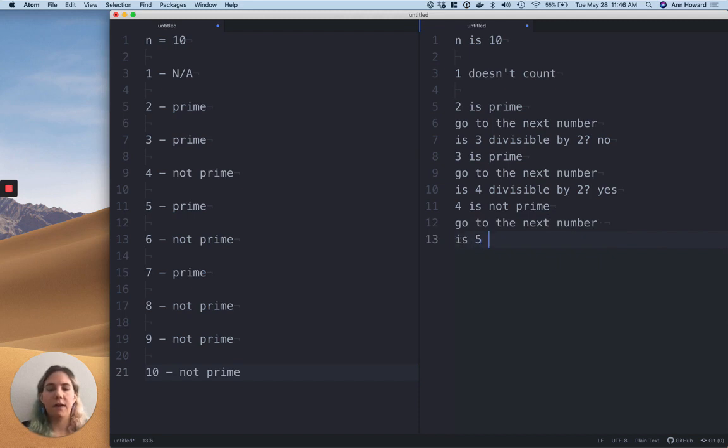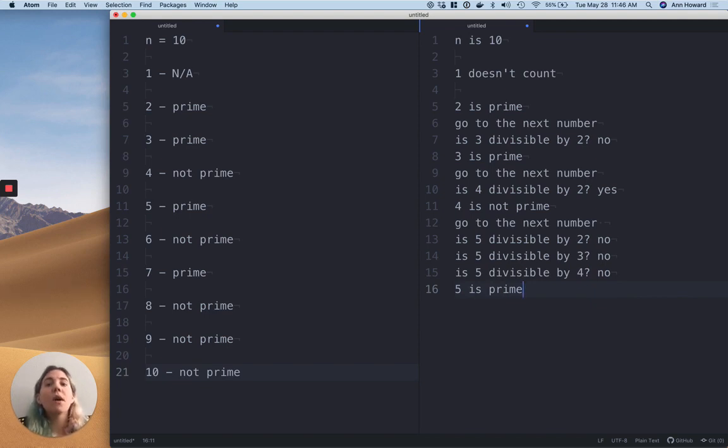Alright, is 5 divisible by 2? No. Is 5 divisible by 3? No. Is 5 divisible by 4? No. 5 is prime. So now I kind of have an idea of what decisions am I making? When do I make those decisions? What questions am I asking of what parts of the data, right? We're starting to develop a structure just by going through this process. Go on to the next number.